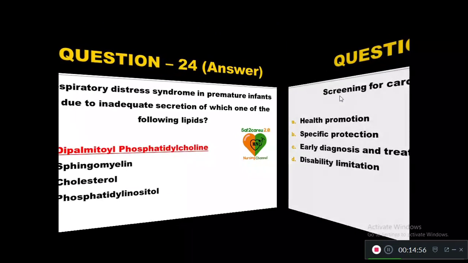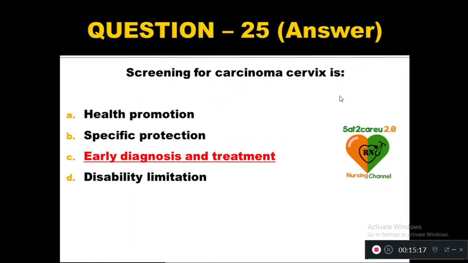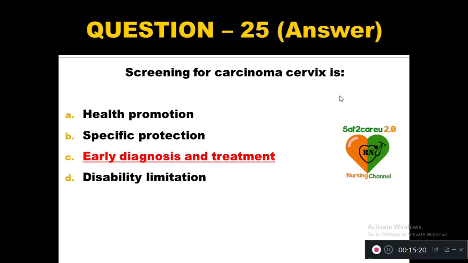Question number 25. Screening for carcinoma cervix is known as option A. Health promotion, B. Specific protection, C. Early diagnosis and treatment, D is disability limitation. Screening for carcinoma cervix is known as early diagnosis and treatment.